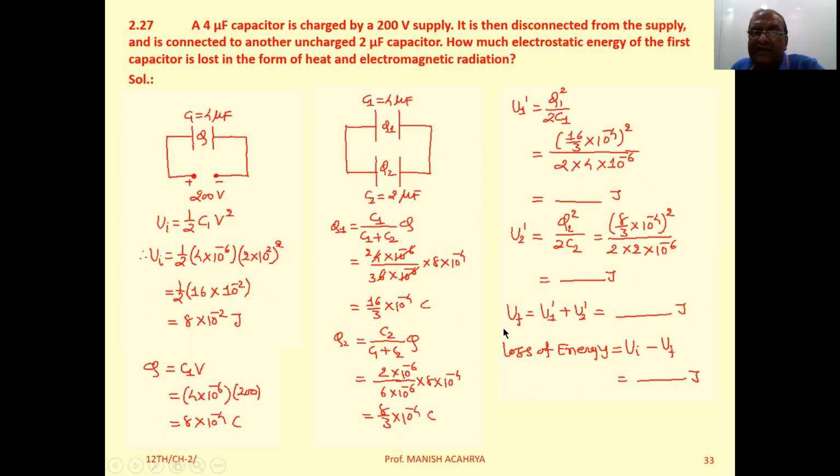So the total energy of the system is U1 dash plus U2 dash, take the summation of these two and calculate the final energy stored in this system. Now loss of energy is initial energy minus final energy, and you will get the loss of energy in the form of heat and electromagnetic radiation. Clear to all of you?